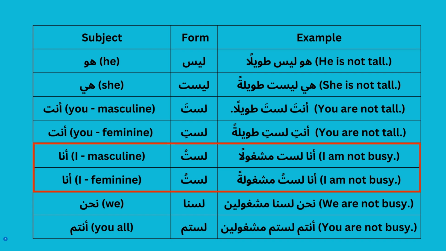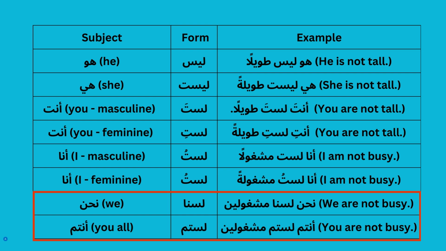Good. Next we have I. For female and male, we use lastu and lastu. Same. Let's suppose this is our example. I am not busy. أنا لست مشغولا. For a male and for a female, أنا لست مشغولة. For a female, مشغولة, which is ending with a ta marbuta.